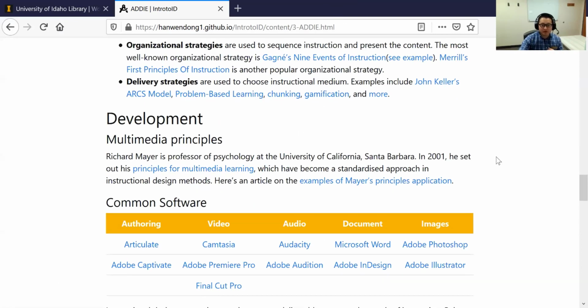Next is the development phase. So now is the time to develop all the content that is required for our project, whether it's going to be a computer-based training, a web-based instruction, instructor-led course, a game, or simulation. This is where we are developing the things that we planned during the design phase.